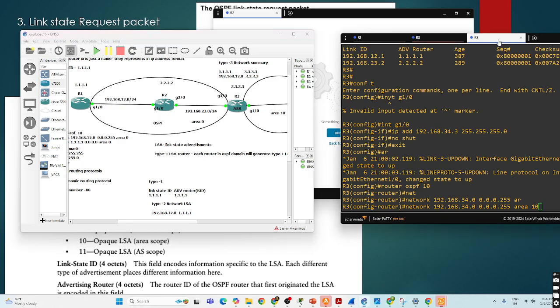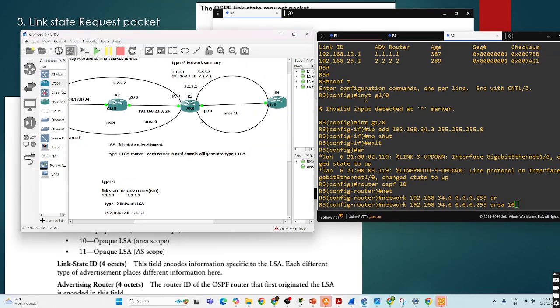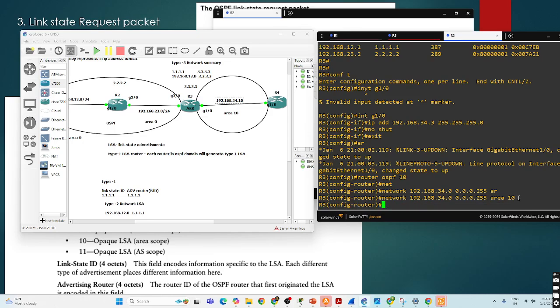So this 192.168.34.0 network belongs to area 10, right? This belongs to area 10. That's why you need to give area 10. That's it, only one command. Remaining networks are already advertised into area 0.